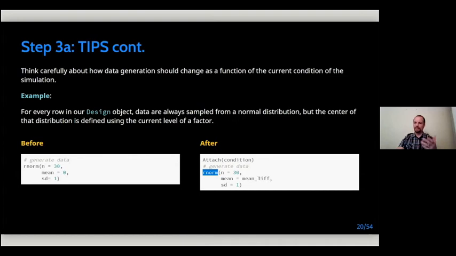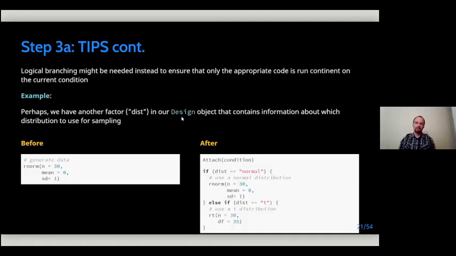Sometimes one of the ways to accomplish what we're trying to do for simulating our data is just changing one of the arguments of a function that already exists. What else might happen is you might have to deal with logical branching, where different code would be appropriate in some conditions, but not in other conditions. So depending on the current value of one of our levels, we might have to run a different function entirely.